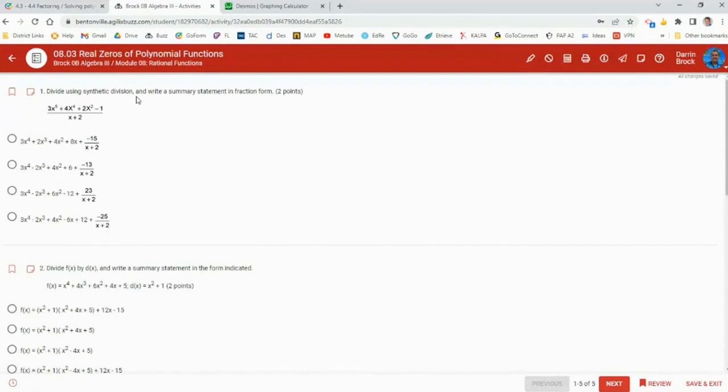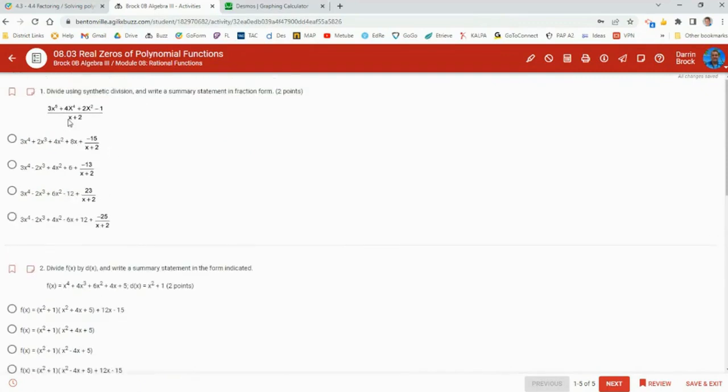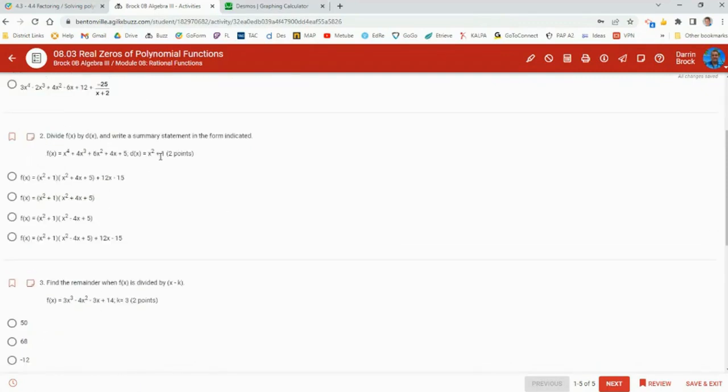This wants you to use synthetic division. What's the answer when you divide this by x plus 2? They want you to divide this by x squared plus 1. You cannot do synthetic division there because that's an x squared. It has to be just an x. So this you have to do long division and then rewrite it. So x squared plus 1 is one of the factors. Which one of these is it? And does it have a remainder or not?